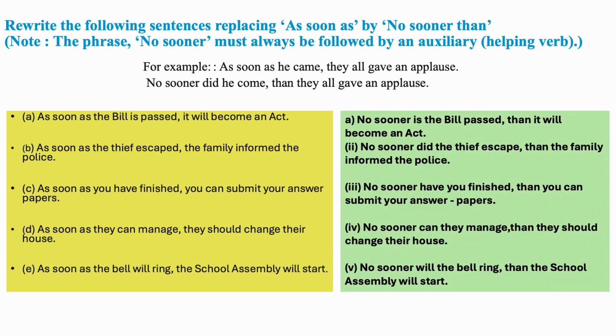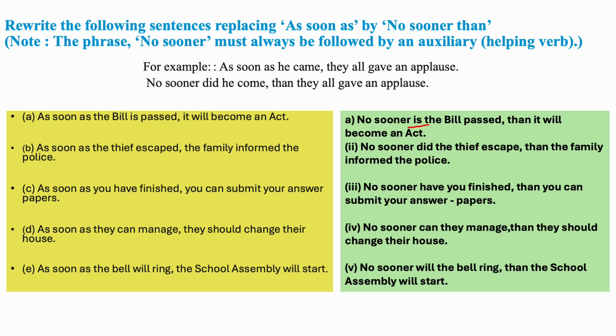As soon as the bill is passed, it will become an act. Here we have the first part of the sentence in present tense. So we have an auxiliary verb is. So when I am going to change it to no sooner, what will I do? I will add in the auxiliary verb is here, since I have it in my sentence. And then than, and then the remaining part of the sentence. You don't have to change the second part of the sentence.